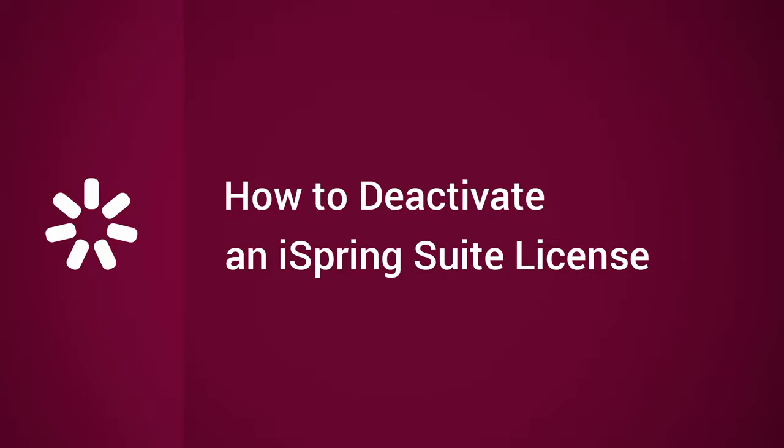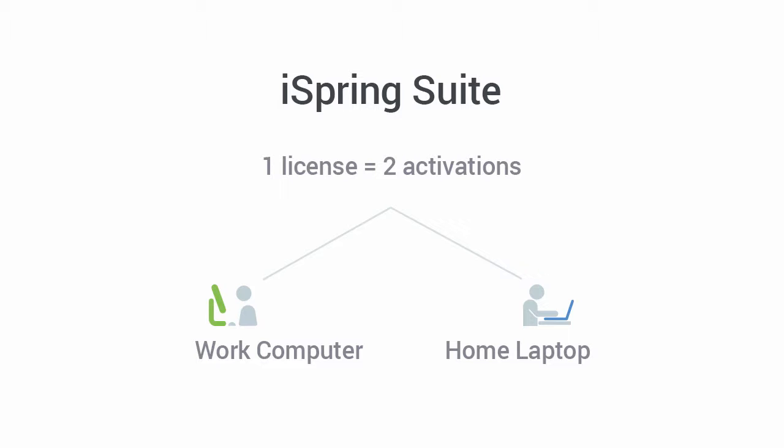If you want to move iSpring Suite to another computer or reinstall the operating system on your PC, you need to deactivate the license. A one-seat license of iSpring Suite allows two activations of the product. For example, it can be installed on your work computer and on your home laptop.